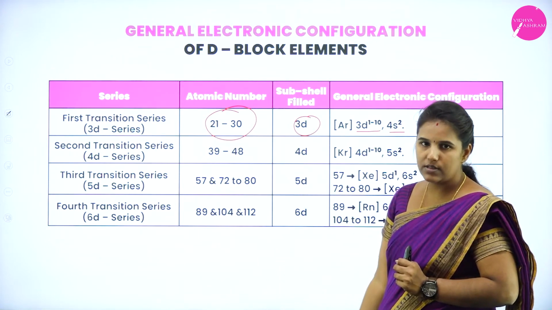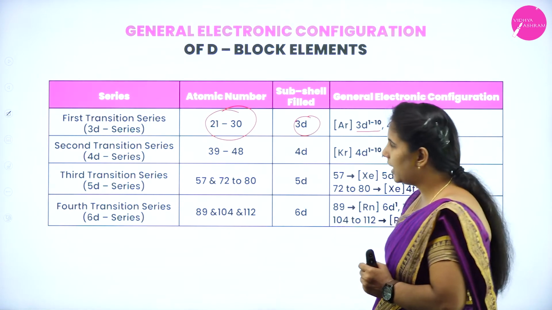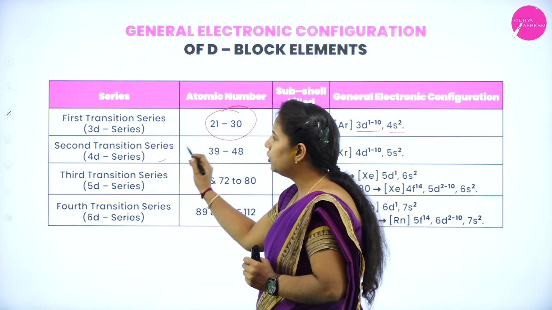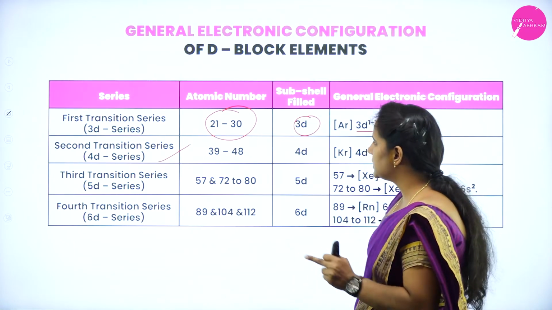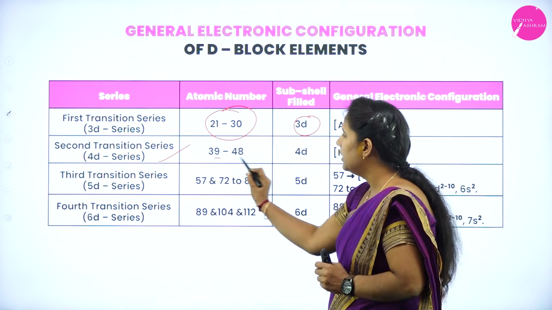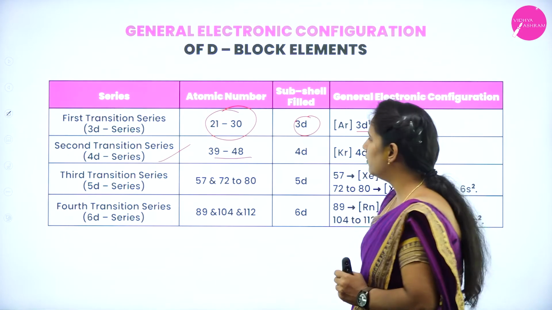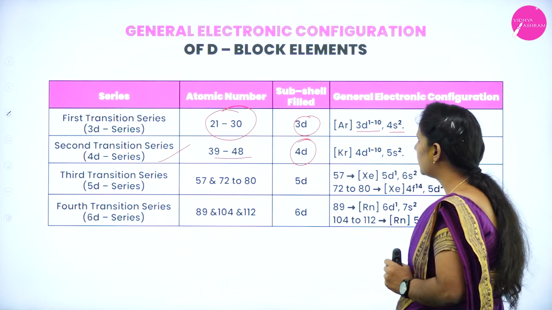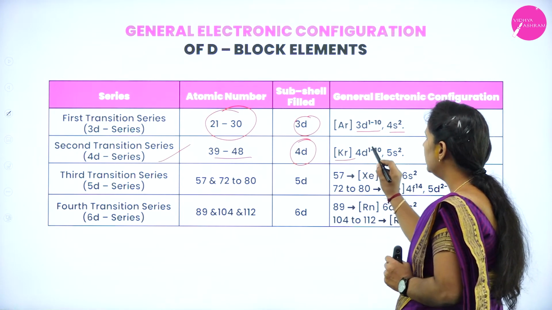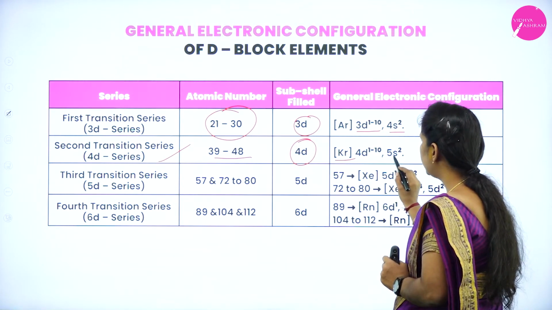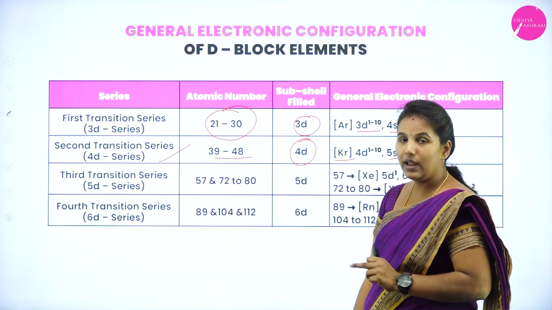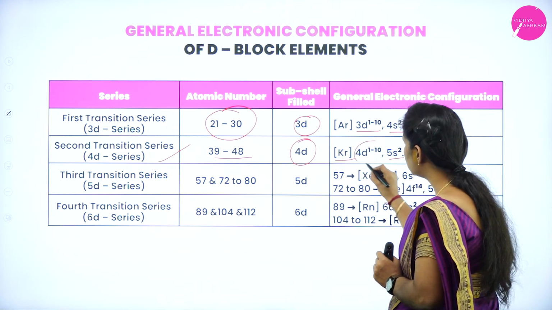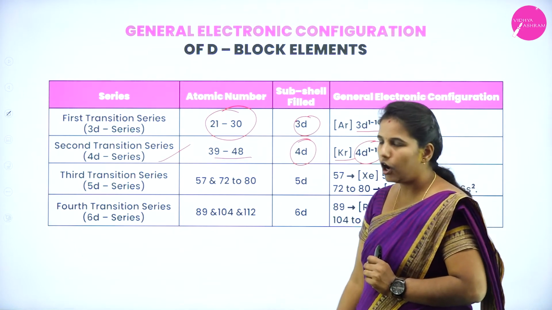So just now we have discussed from scandium to zinc. If you go to the second transition series, which consists of atomic numbers from 39 to 48, it has a subshell of 4d and a general electronic configuration of krypton 4d1-10 5s2. Again, you can see that the last electrons go to the d orbital.